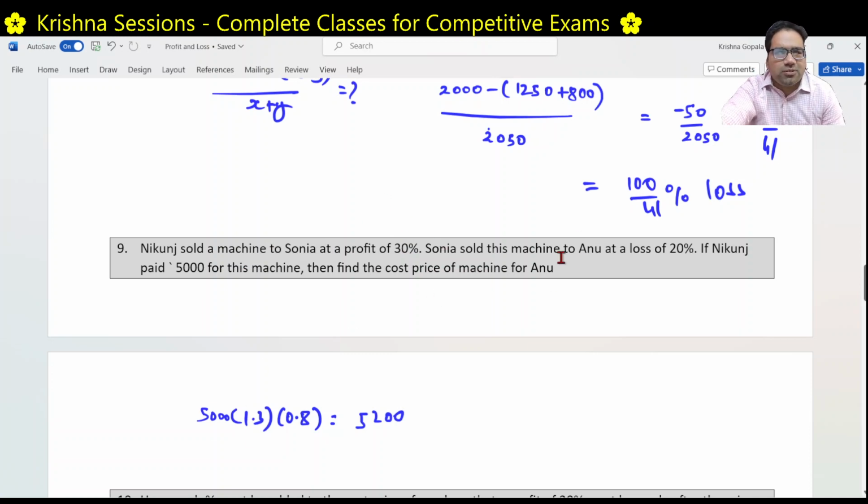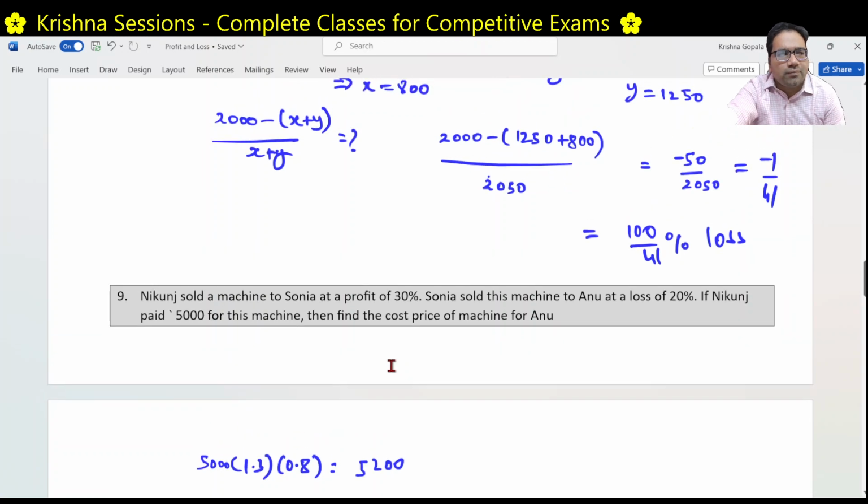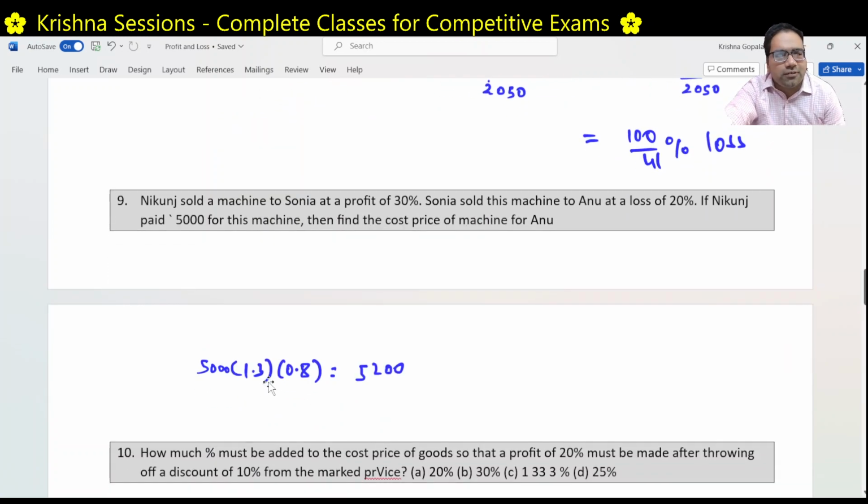Now Sonia sold this machine to Anu at a loss of 20%. What does that mean? Sonia's selling price is whatever Sonia's cost price is, into 1 minus 20%, which is 1 minus 0.2, equal to 0.8. So this is Sonia's cost price, and 5,000 into 1.3 into 0.8 is Sonia's selling price. This becomes 5,200. So this 5,200 is Sonia's selling price to Anu, which is Anu's cost price, right?